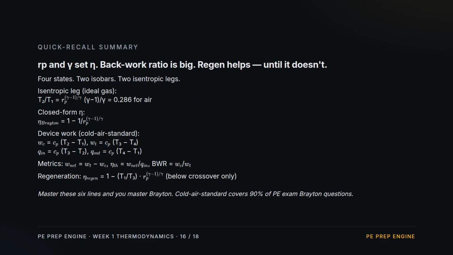Quick recall: 4 states, 2 isobars, 2 isentropic legs. Temperature ratio equals pressure ratio to the gamma exponent, 0.286 for air. Closed form efficiency is 1 minus 1 over that. Device works are Cp times temperature change under cold air standard. Cycle metrics come from the 4 temperatures, and regeneration boosts efficiency, but only below the crossover pressure ratio. Master these, and you master Brayton.